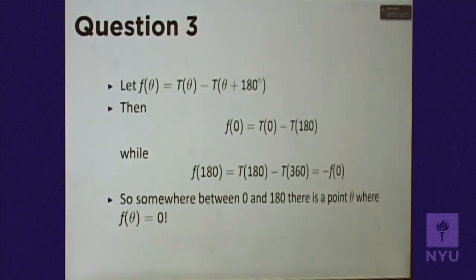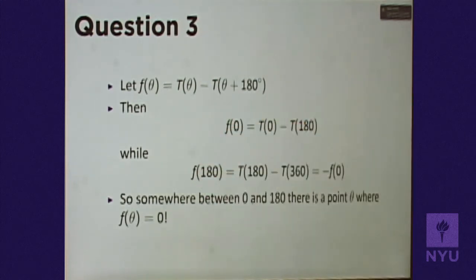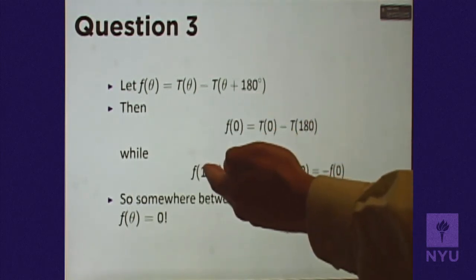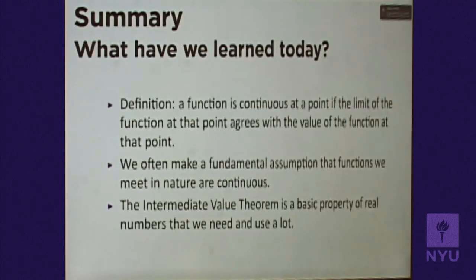That means that 0 is in between f of 0 and f of 180. And by the intermediate value theorem, there has to be a point theta in between 0 and 180 where f of theta is equal to 0. And there you have it. We do now know that there are points on opposite sides of the world which have the exact same temperature at the same time. Those are all things that we can use the intermediate value theorem to demonstrate.